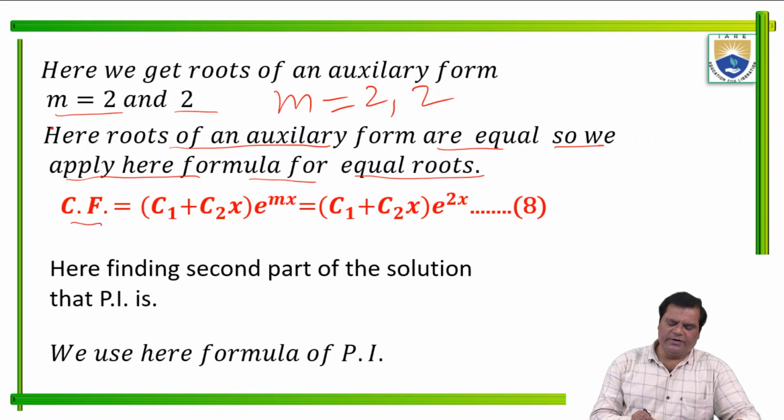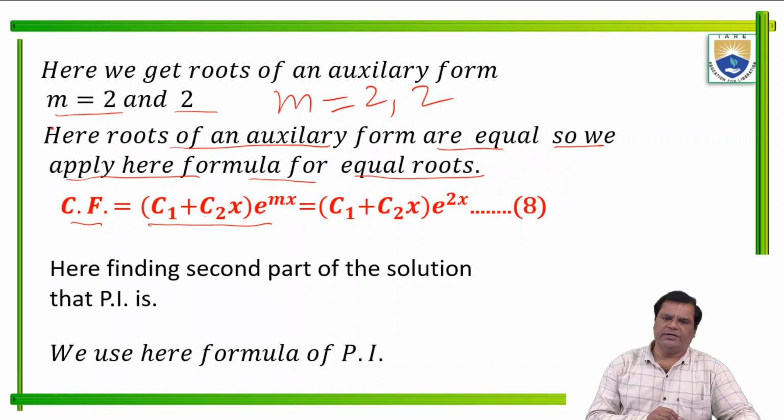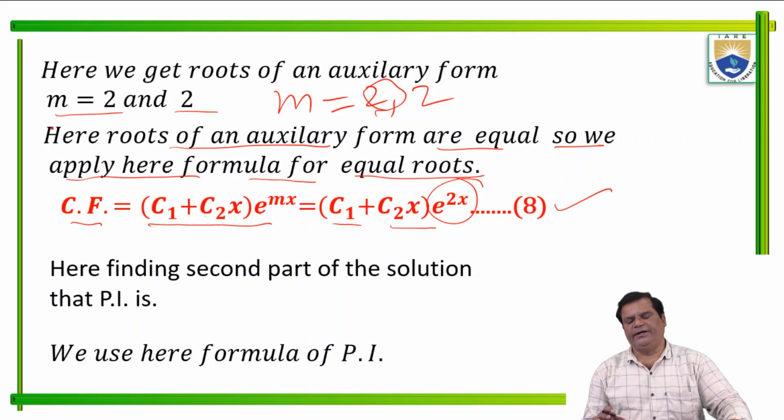So the complementary function, this is the formula basically, is (C1 plus C2 x) e to the power mx. M is the root, the value from the quadratic equation. So here putting m equal to 2, (C1 plus C2 x) e to the power 2x. So this is the complete CF of the given question. We have found the first result.